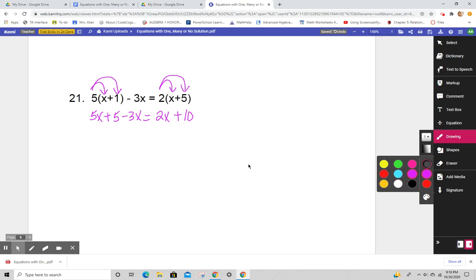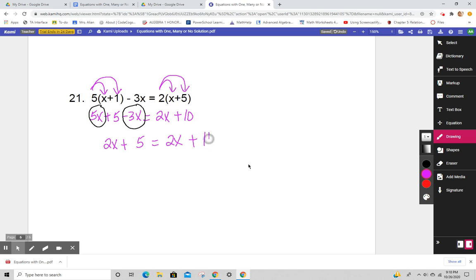Okay, looks like we can combine like terms here. Here's a term with an x, here's a term with an x. These are like terms. We can put them together to get 2x plus 5 equals 2x plus 10. Subtract 2x from both sides to get all of our x's on the same side. They're gone, they cancel, because they're opposite of each other. So this gives us 5 equals 10, but that's not true. So the answer is no solution.